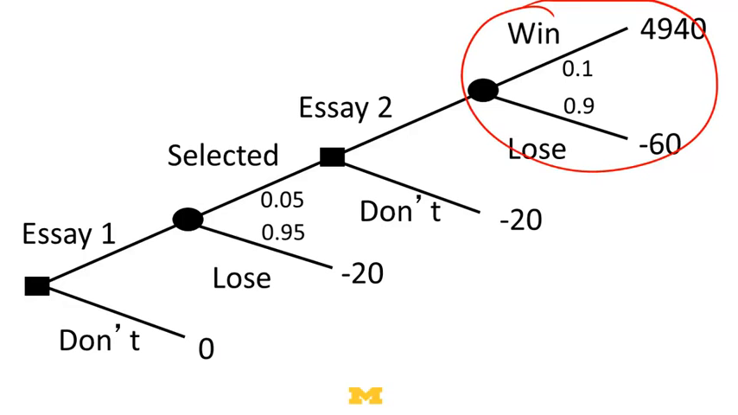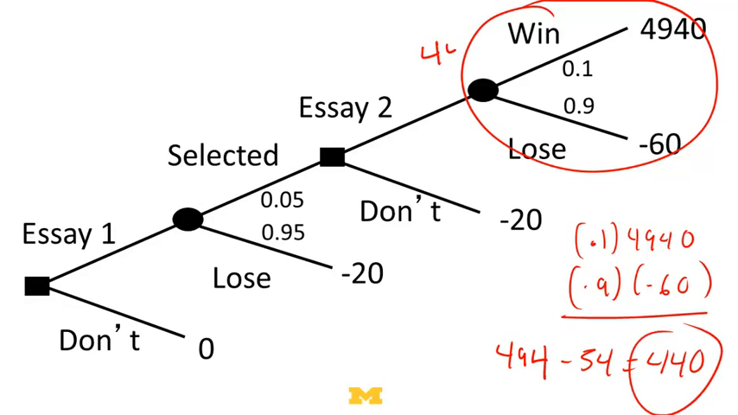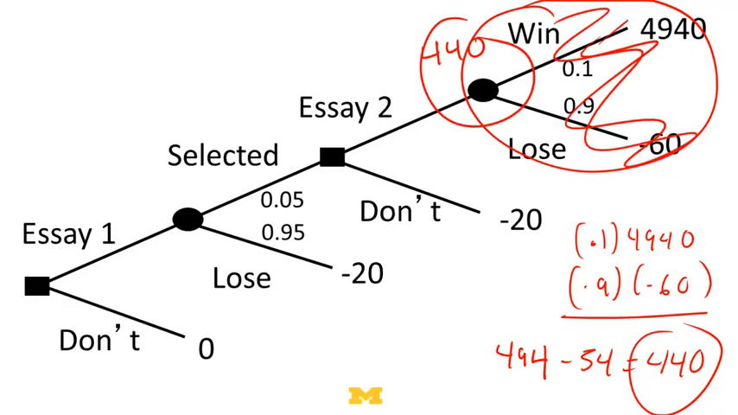If I win, there's a 10% chance I win. That's 4,940. So I can take 0.1 times 4,940 plus 0.9 times minus 60. Well, what is that? 0.1 times 4,940 is 494. And 0.9 times minus 60 is minus 54. So what I get is 440. So I can put a 440 right here. I can basically wipe out all this stuff over here and put a 440 there.